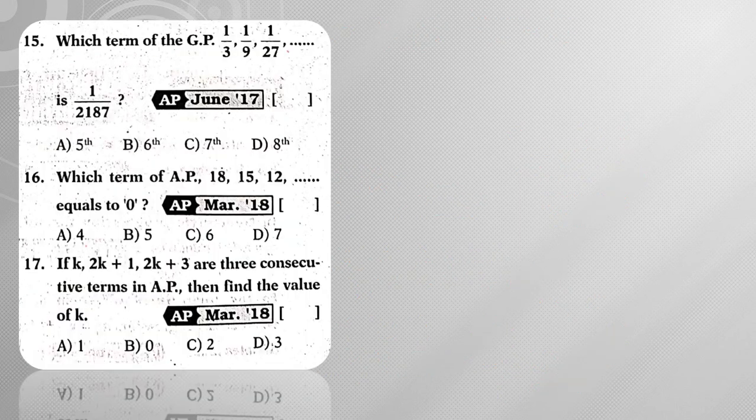Next, moving on to question number 15. Which term of GP is 1 by 2187? Now first of all, what is the value of 1 by 2187? First of all, find out the prime factorization of 2187. In 3 table, 3 7s are 21, 3 9s are 27, next again in 3 table, 3 4s are 12, 3 3s are 9. Again in 3 table, if I cancel it out, 81.